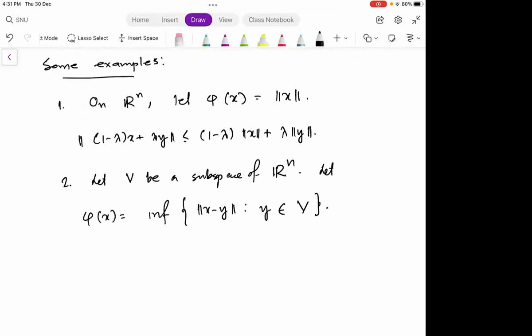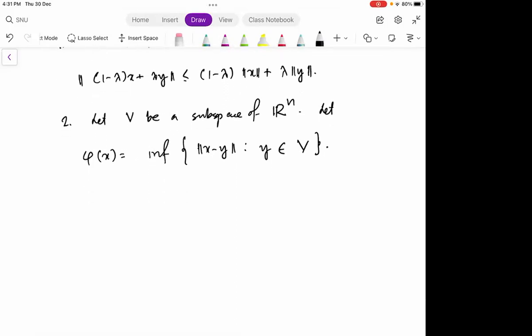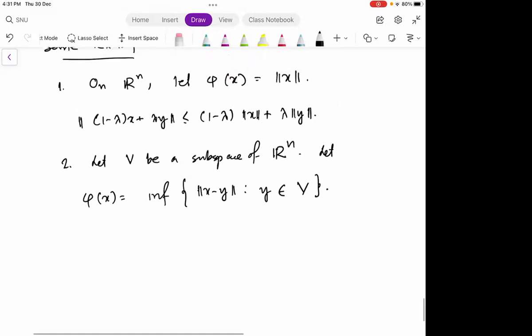And this again is convex. It requires a little bit of a proof. The proof is very simple. You want to show phi of (1 minus lambda) x plus lambda y is less than or equal to (1 minus lambda) phi x plus lambda phi y. But phi x is this infimum, or maybe I shouldn't use y here.